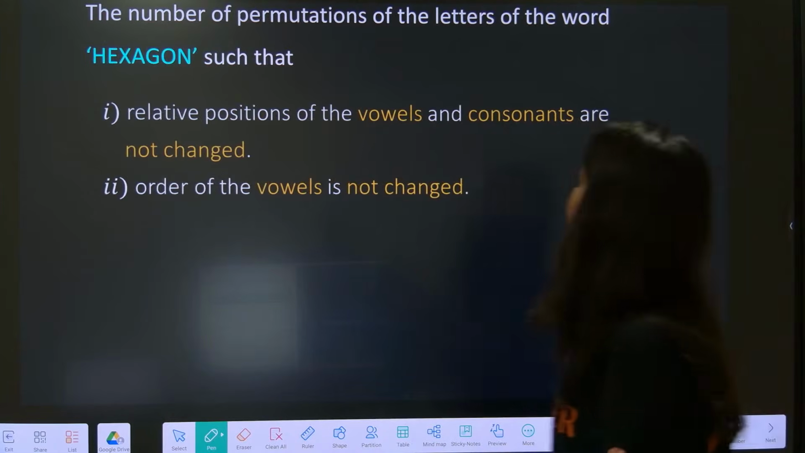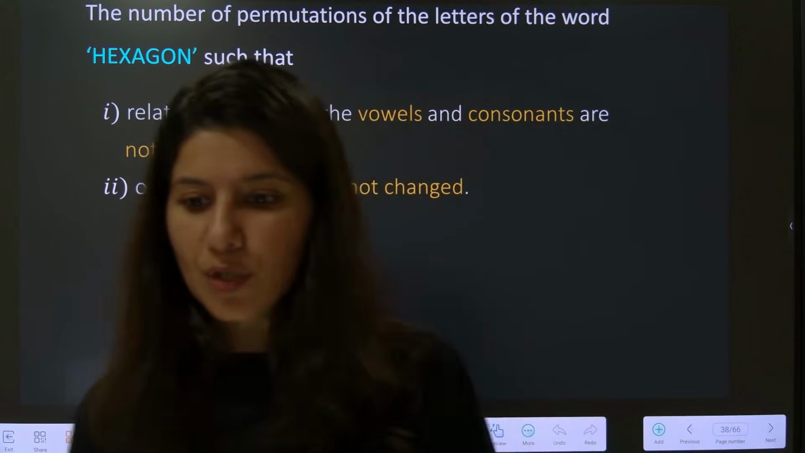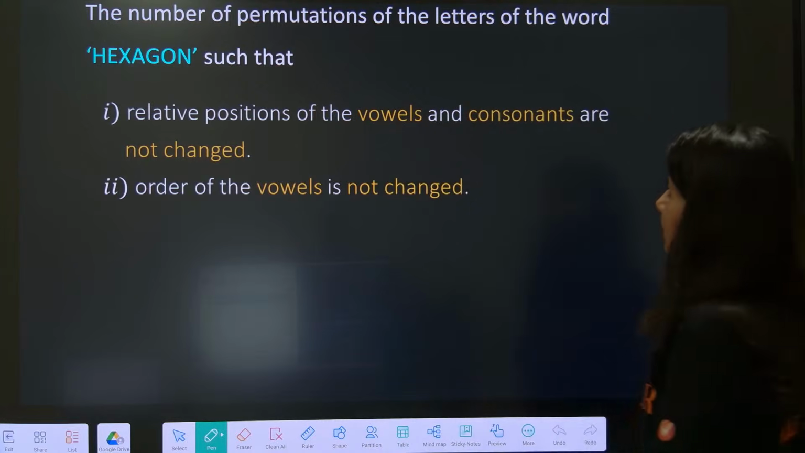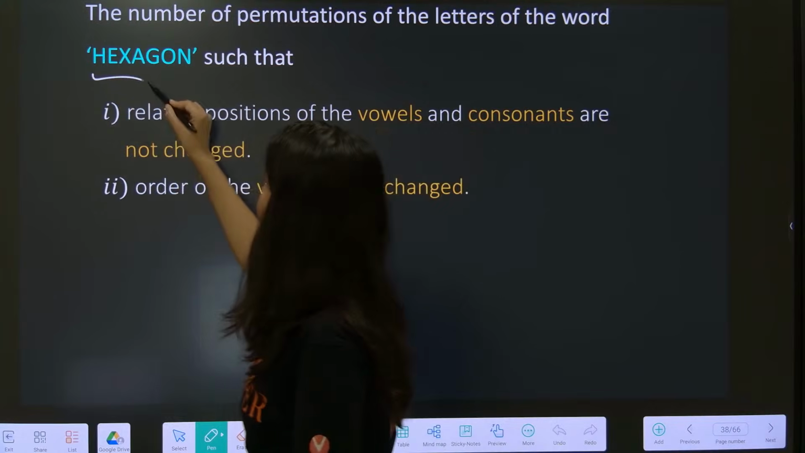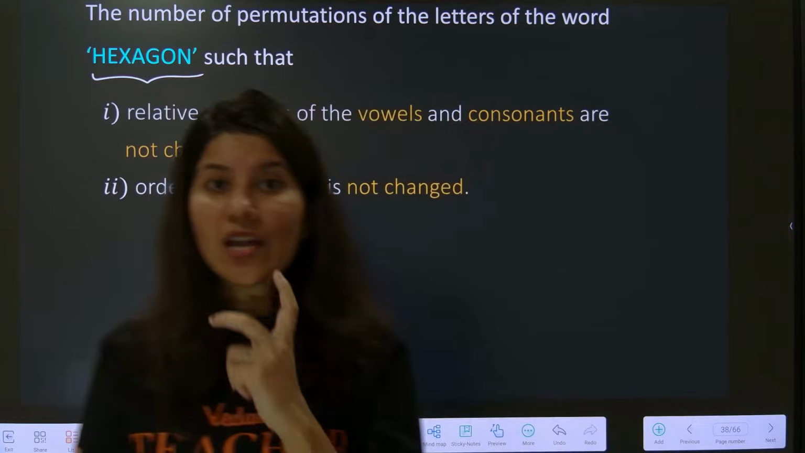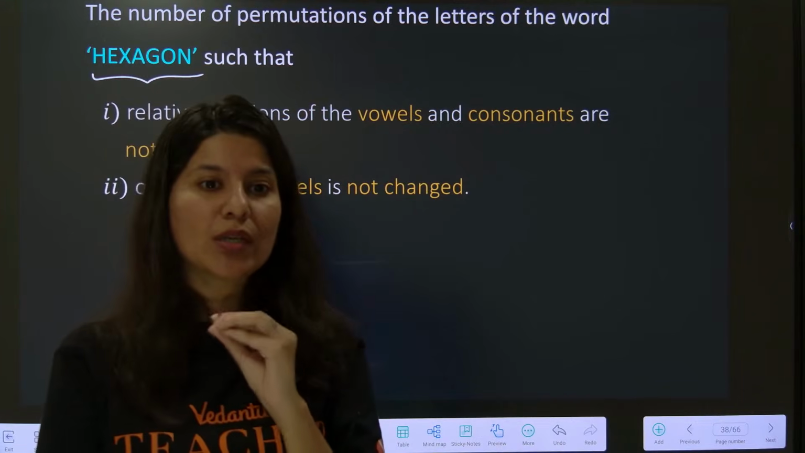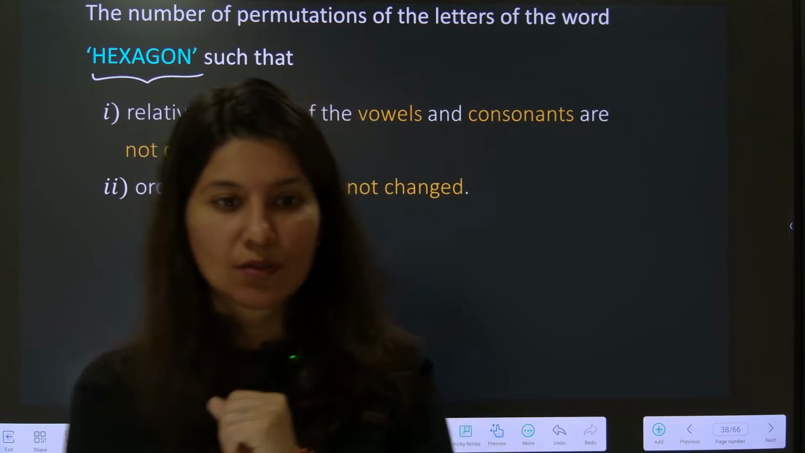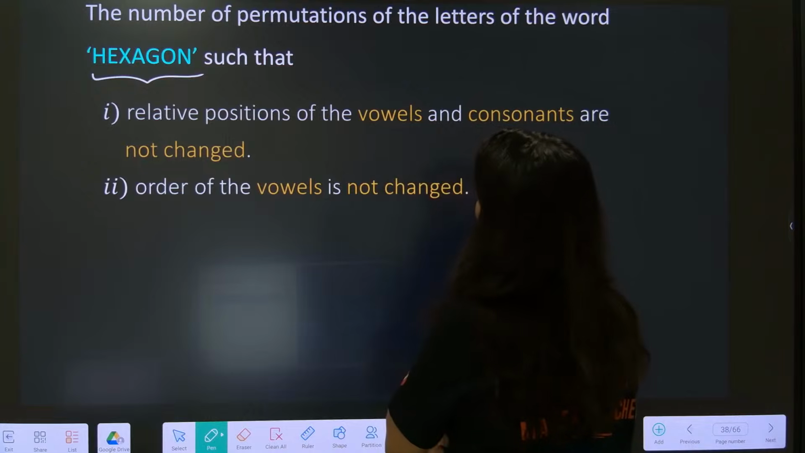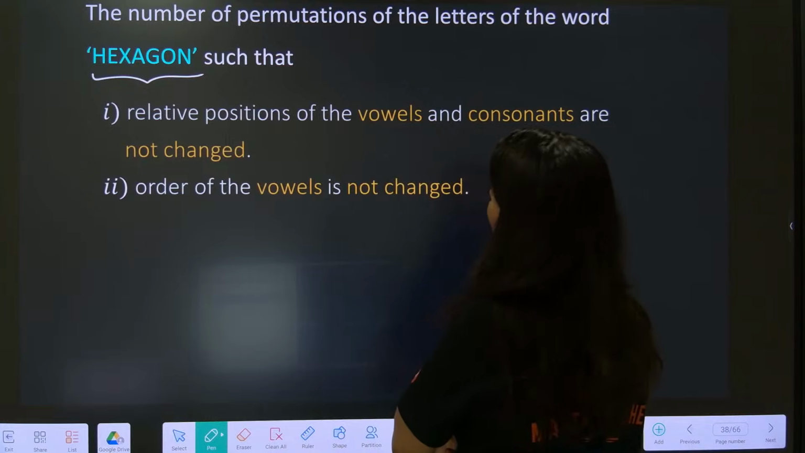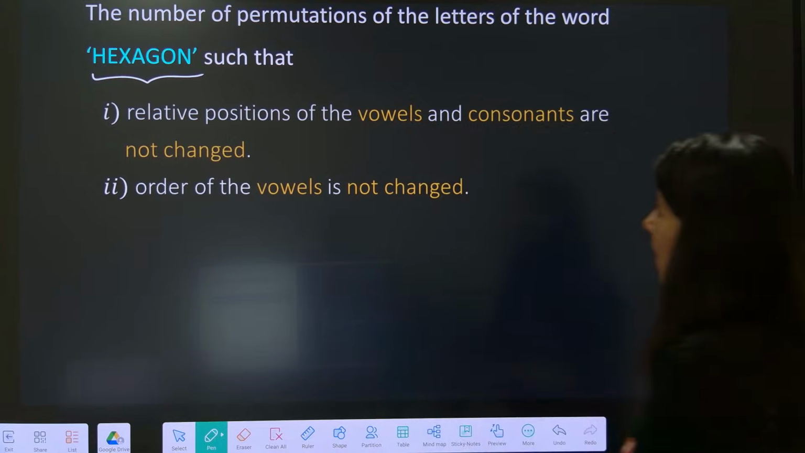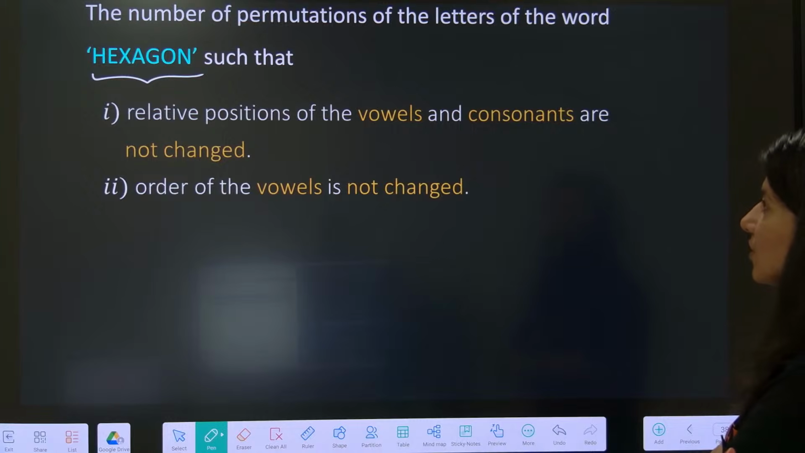All right. Let's move on to the next problem now. The number of permutations of the letters of the word hexagon such that, oops, this is a new concept. Today we have learned so many important things as far as JEE Main is concerned. Let's try to understand one more pattern. The number of permutations of the letters of the word hexagon such that the relative position of the vowels and consonants is not changed.